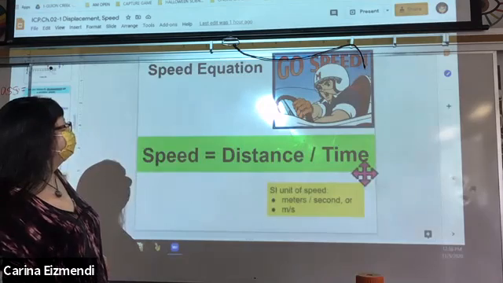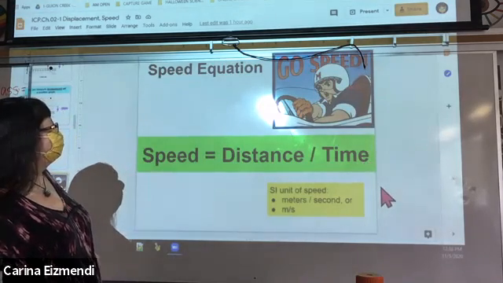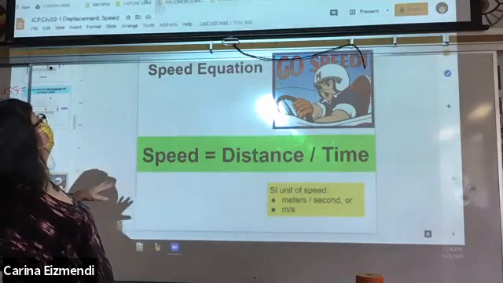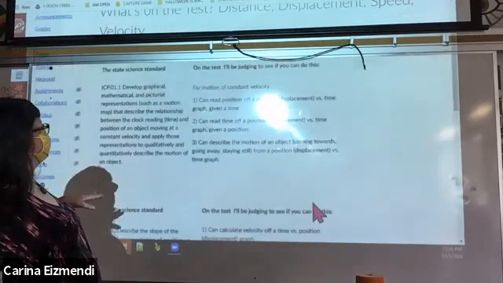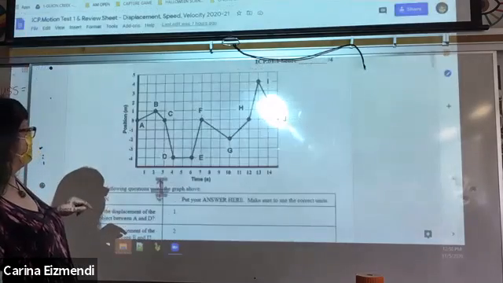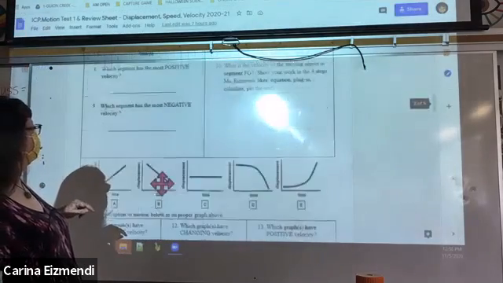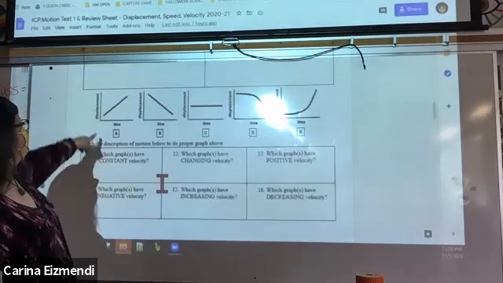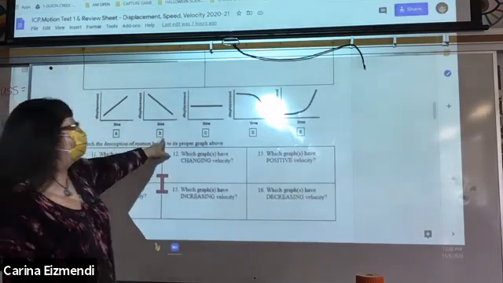Okay, so speed, let me see if we did everything on this one. Yep, so that's the motion of an object. Oh, okay. There's another thing I wanted to make sure to show you. Oh, like this. Okay, so you guys see these?